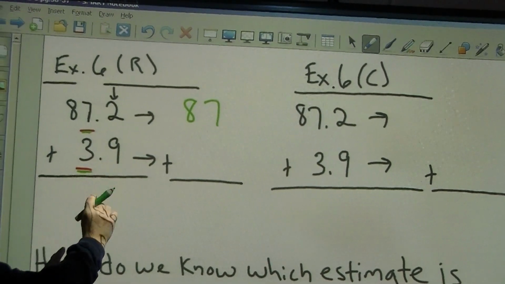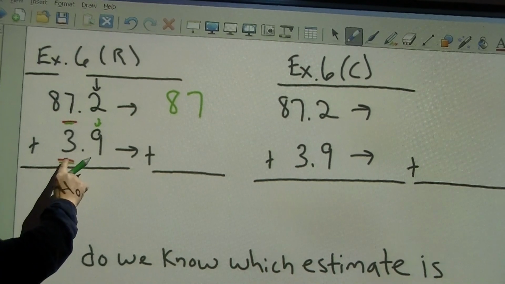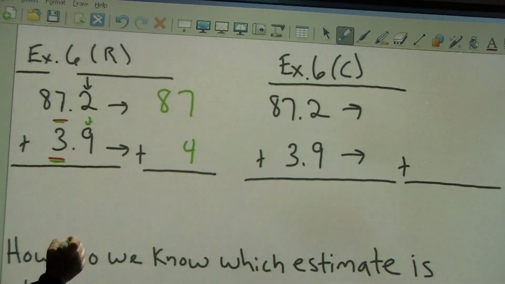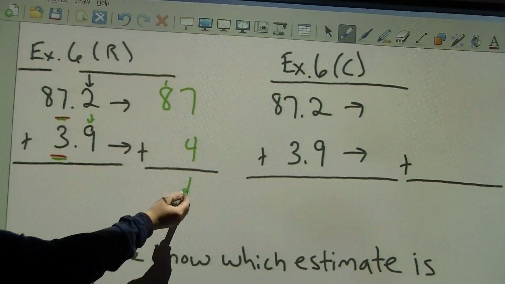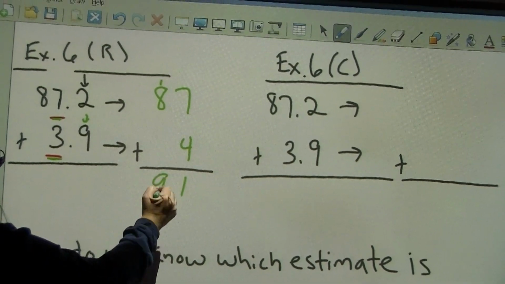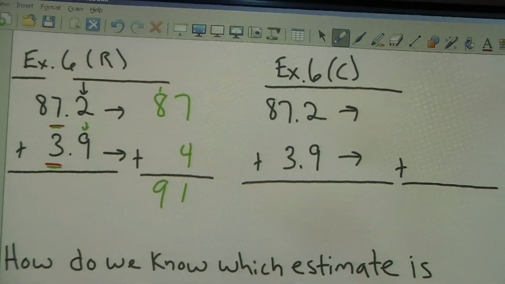3 and 9/10. 9 tells me to round which way? Up. Good. So this 3 is going to go to a what? A 4. So now we have 87 plus 4. And 7 plus 4 is what? 11. So we put the 1, regroup the 1, and 8 plus 1 is 9. So we have about 91. Good job, 5th grade. One more.